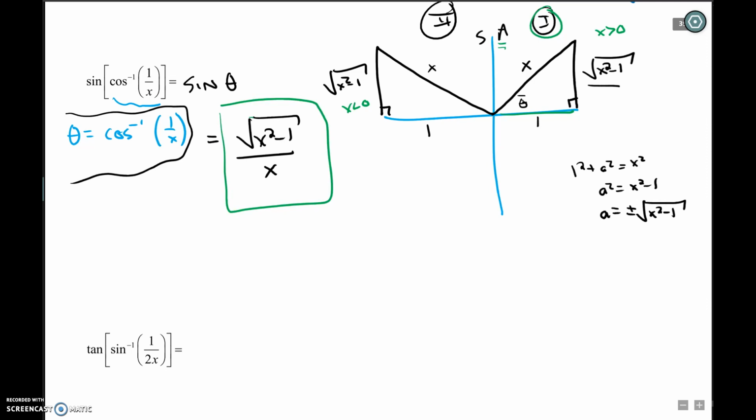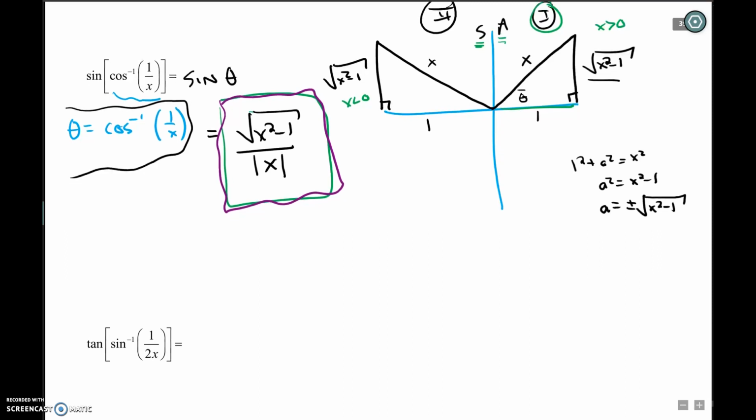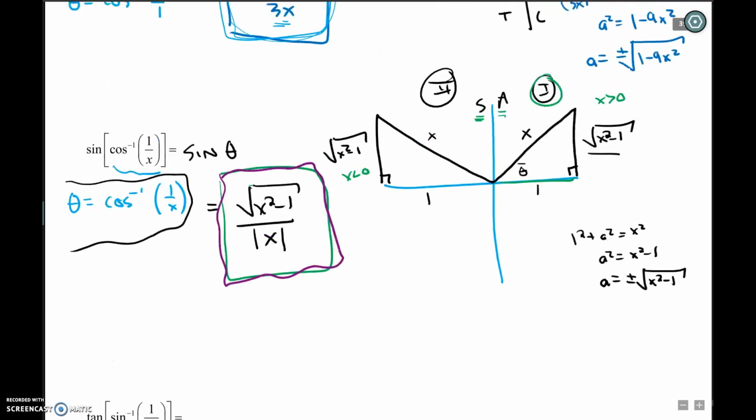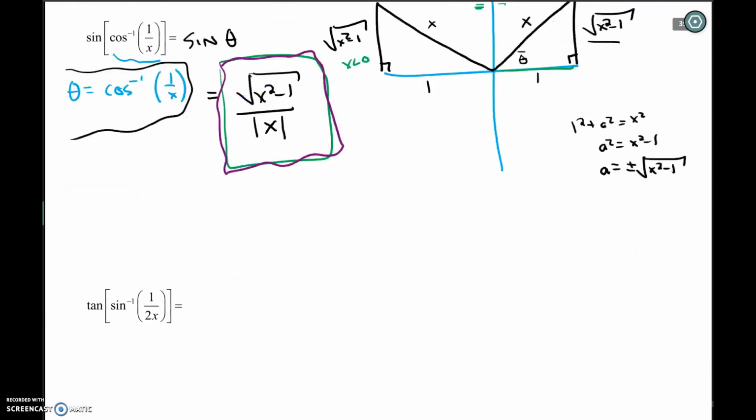So if x is negative, can you see that this ratio is going to be negative? The square root is positive. If you take a positive divided by negative, you get a negative. However, the sign of this second quadrant angle needs to be positive. So I need to make this thing always positive. I put an absolute value around that x, it makes it positive. If you're saying, dang, is he going to give me that on the test? The answer is maybe.